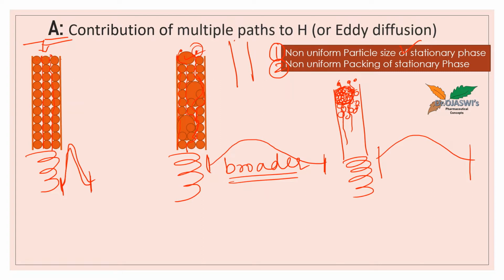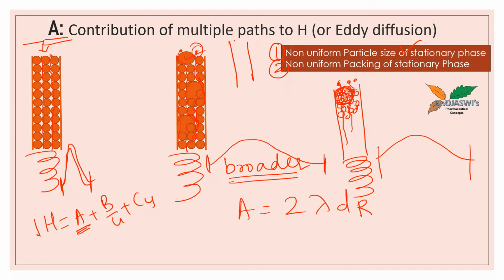This factor A is mathematically expressed as 2λdp, where this lambda is nothing but the packing factor. So from this Van Deemter equation, now I am talking about this factor. What is my aim? My aim is to reduce H. I want lesser H, because with lesser H I will be getting good resolution in lesser retention time, with lesser retention time.